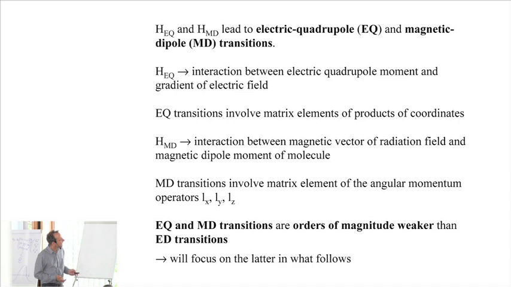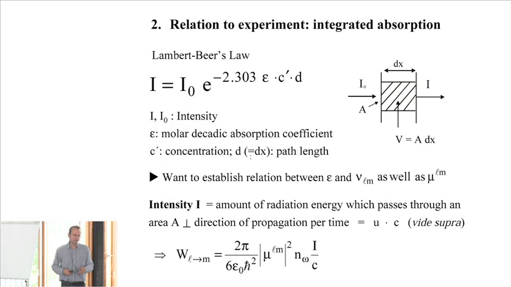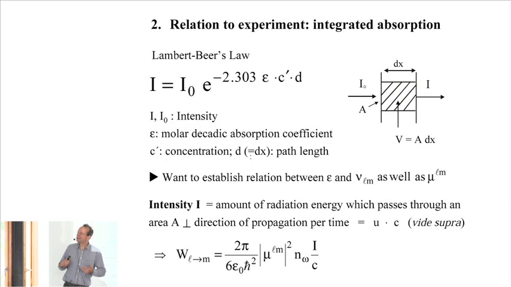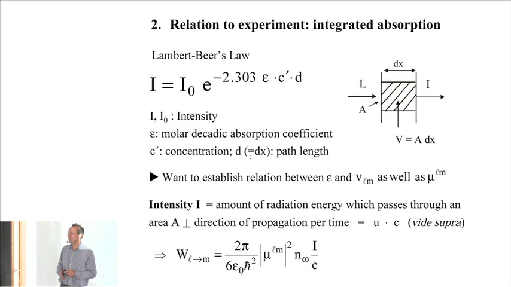Okay, so we have now derived a quantum mechanical expression for transition probability. If you have an electronic absorption, you have an electric dipole moment, you have incoming radiation, you apply the Fermi golden rule, you can calculate all these entities and derive your transition probability. But of course, we also want to have a correlation to the experiment, and this correlation to the experiment is given by something which is called integrated absorption.